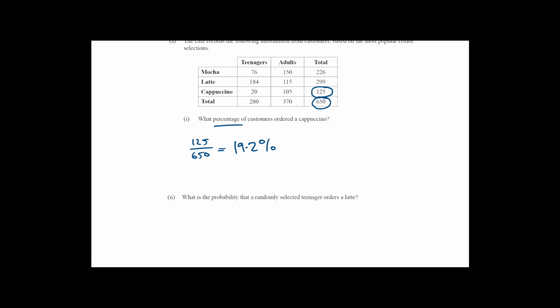Okay, now we're asked, what is the probability that a randomly selected teenager wants a latte? Let's put it in proper notation: the probability they have a latte given that they're a teenager. So out of all the teenagers, there are 280 of these kids in the cafe, and 184 of those 280 have a latte. Latte and a plum Danish.